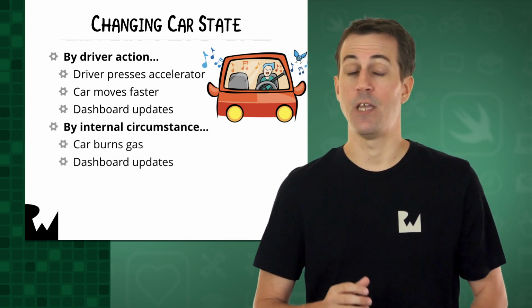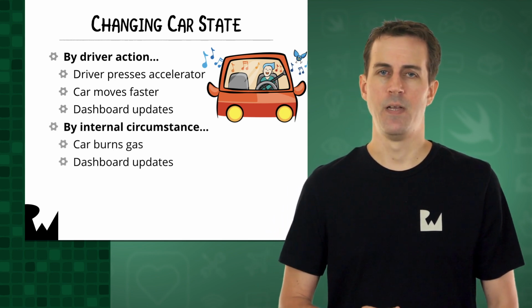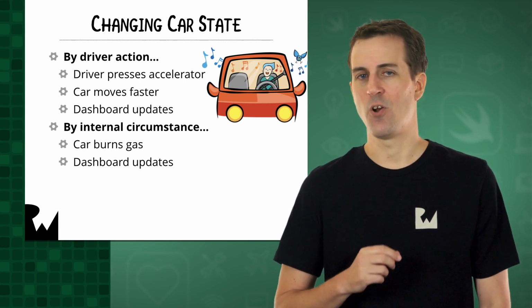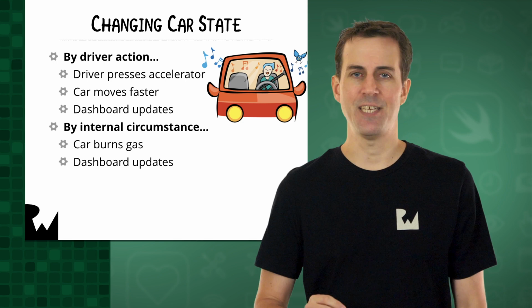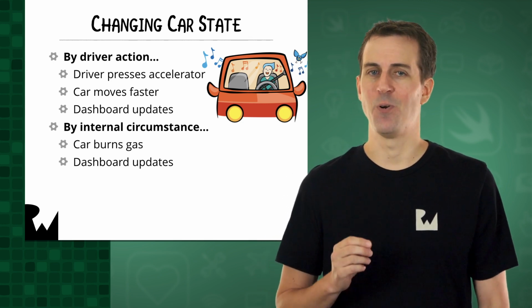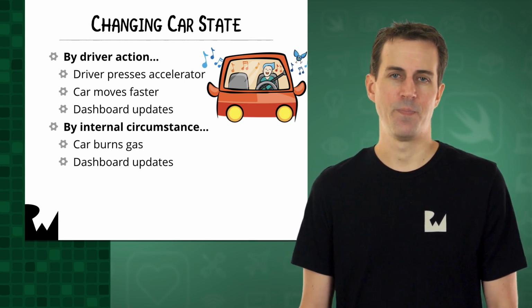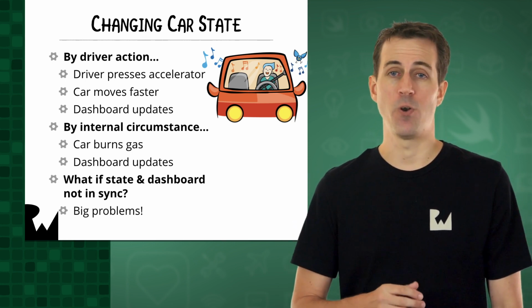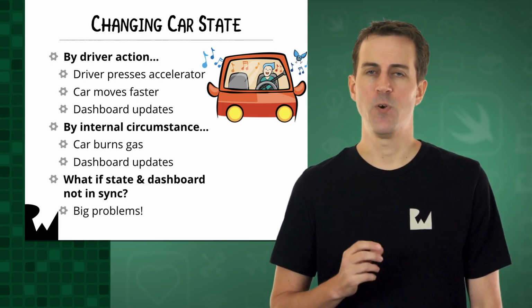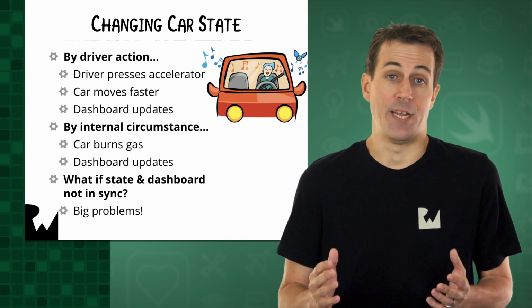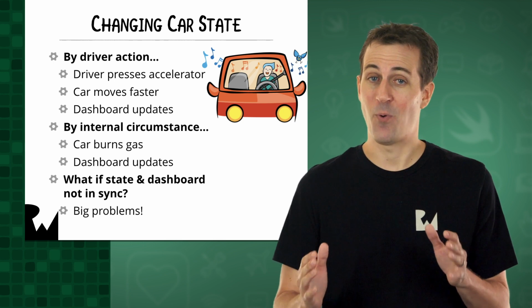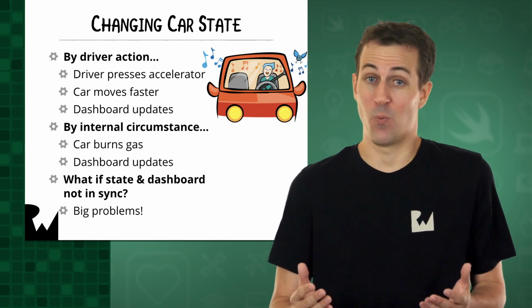Internal circumstances can also change the car's state. For example, as you drive, the car burns gas. The car's state is how much gas is in the gas tank, and hopefully the dashboard updates the fuel indicator. But what happens if the car's state and the dashboard aren't in sync? For example, what if your dashboard breaks and doesn't accurately show your car's speed? Well, that could be a big problem. You might get a ticket or worse.